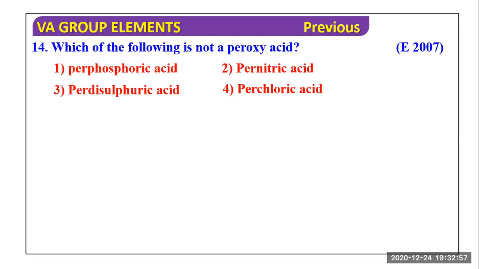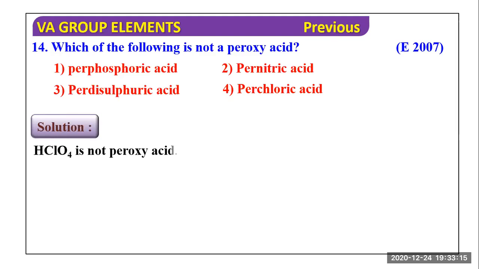Perchloric acid is a different thing. It is named perchloric acid, but does not contain any peroxy bond. So perchloric acid is the right option because it does not contain any peroxy bond, but other acids always contain an oxygen-oxygen bond, O-O bond. That means peroxide bond.